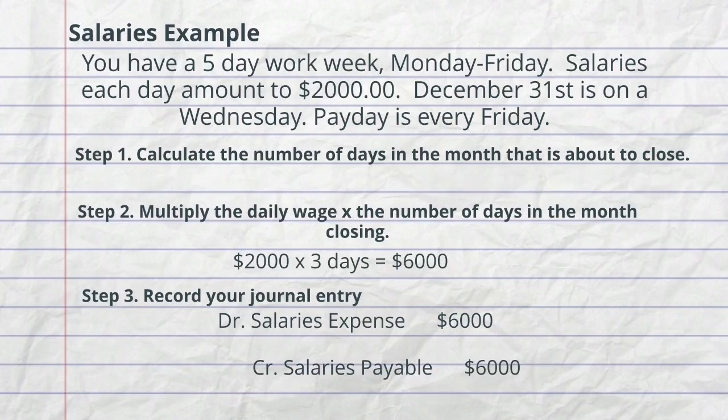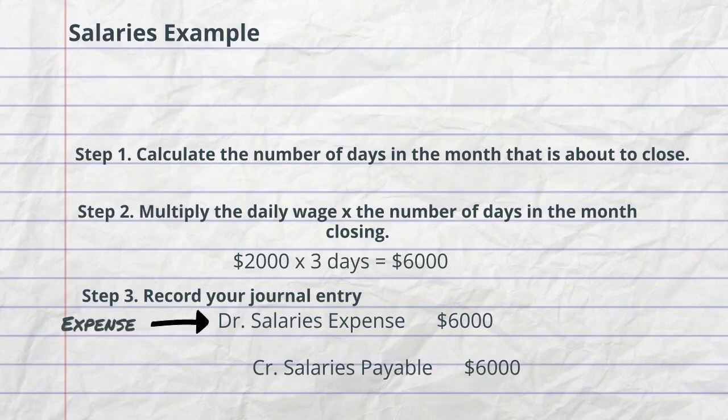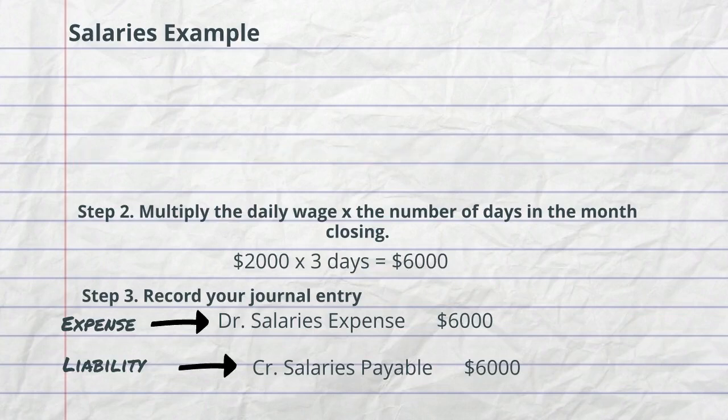Remember, salaries expense is an expense account. Its normal balance is a debit, and it will go on your income statement. Salaries payable is a liability. Its normal balance is a credit, and it will appear on your balance sheet.